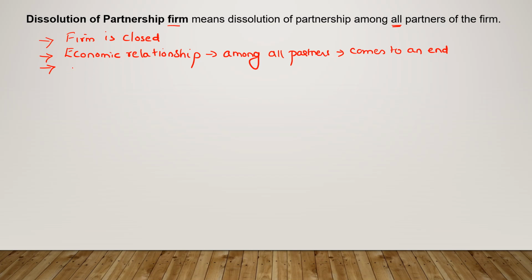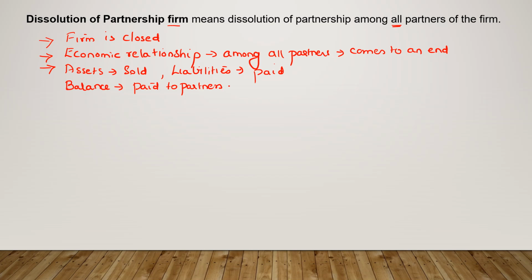What is going to happen is that all the assets of the firm are going to be sold, or the amount is going to be realized from the sale. All the liabilities of the firm would be paid off, and after that, if any balance is left, after the assets have been sold and realized and liabilities are paid, if balance is still left, that would be paid to the partners.